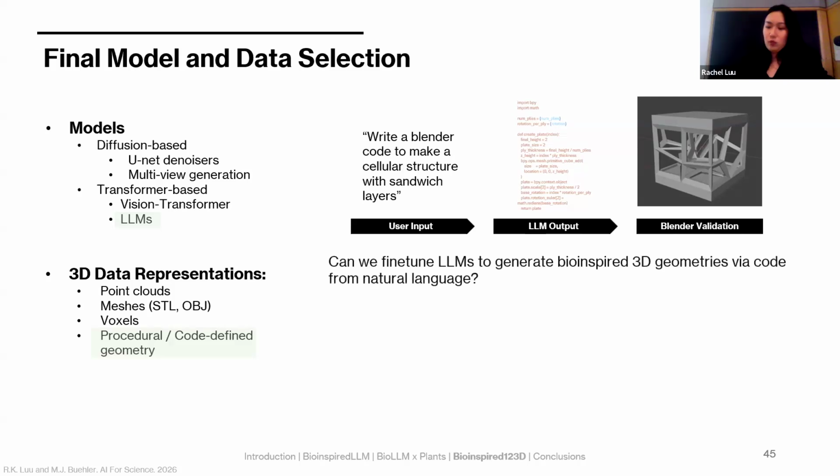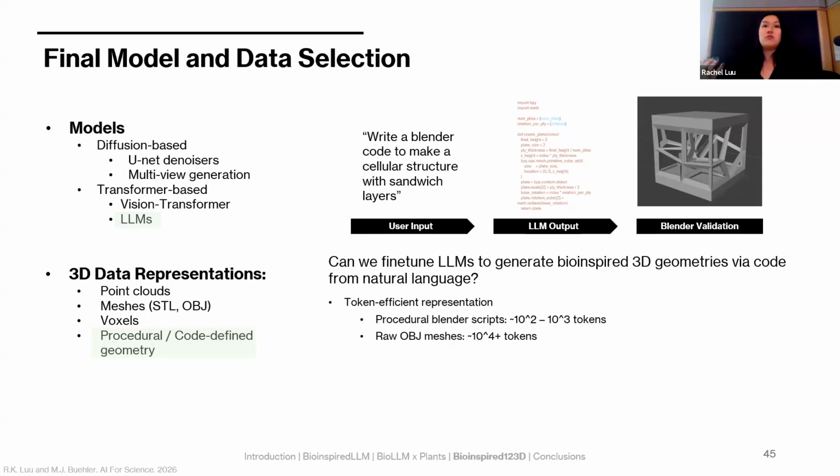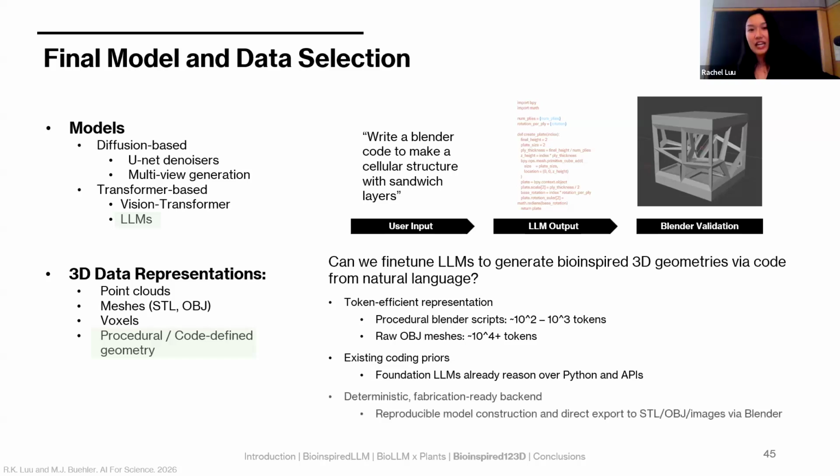The reason we suspected that this would work a lot better is because code is a much more token-efficient representation. The amount of tokens of a script is far less than a raw object mesh. Simultaneously, a lot of LLMs already have a lot of existing code knowledge. And lastly, because we were working within this Blender backend, once you had that code and generated that model in Blender, you're able to export it into whatever downstream mesh representation you wanted anyway, like an STL or a point cloud or whatnot.